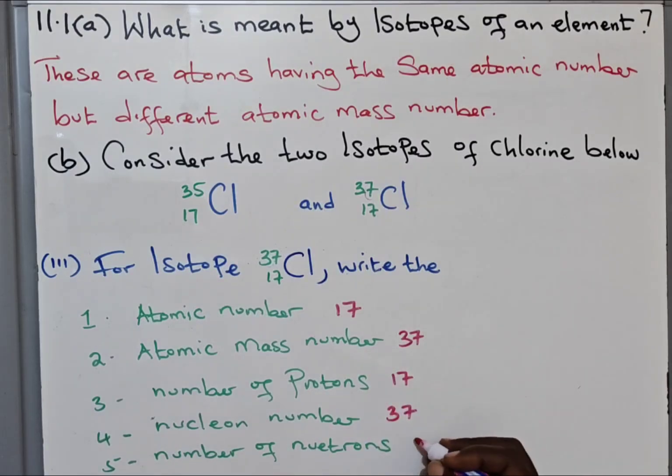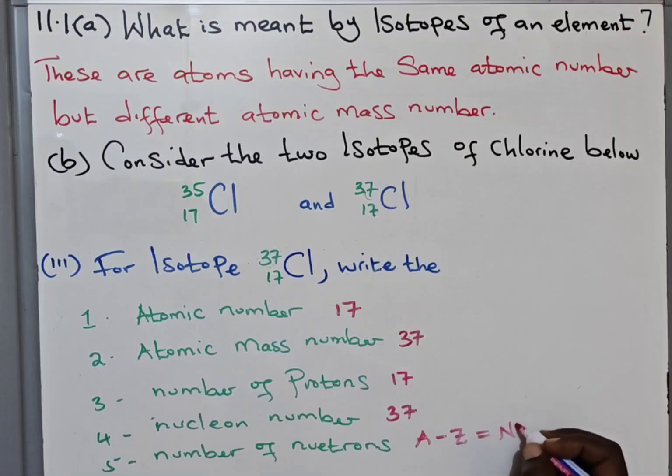Then the number of neutrons is equal to atomic mass number minus atomic number. So what is the atomic mass number? It is 37 and the atomic number is 17. This gives us the number of neutrons as 20.